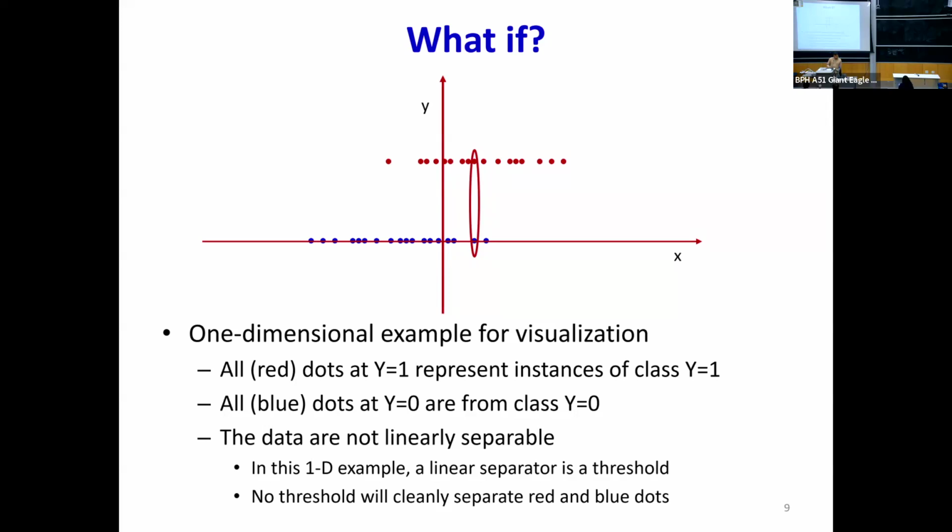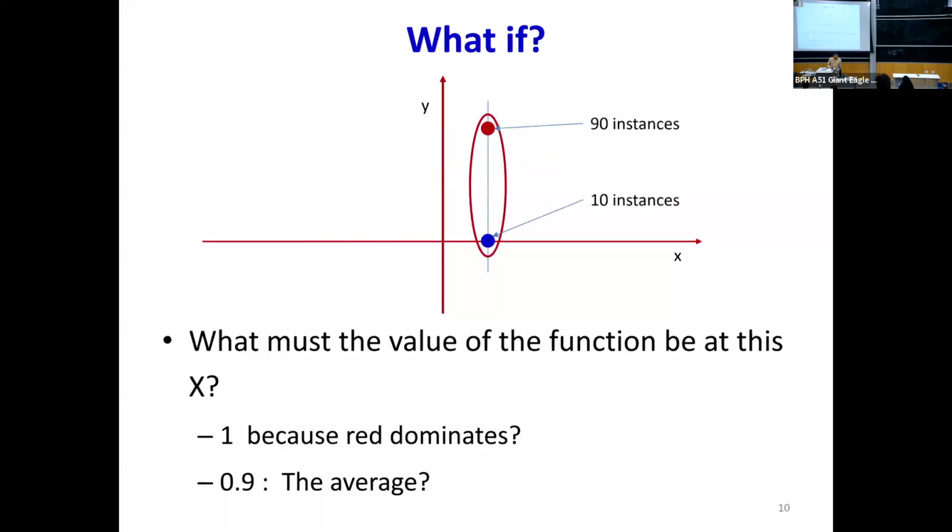Now what would you learn? So here obviously there's no threshold that can separate the two. There's no function that you can plot that's going to be correct for both sets of points. So let's say you have this situation where you have 90 instances of red and 10 instances of blue.